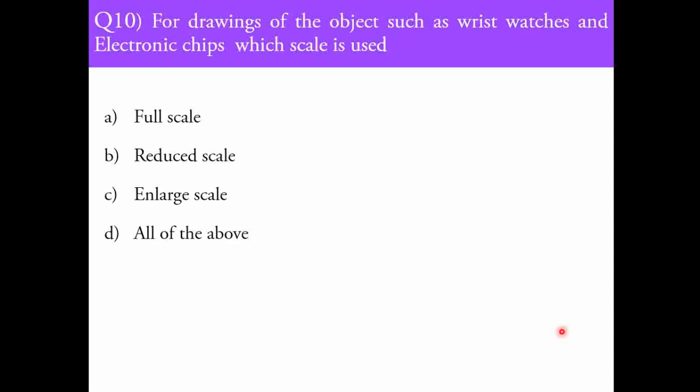Now the next question, question number 10, the last question for this video. For drawing of objects such as wristwatches and electronic chips, which scale is generally used? Means for drawing a wristwatch diagram or electronic chips, which are somewhat smaller in size, which scale is generally used? Let's have a look at the options. Option A, the first option, is full scale. Option second, reduced scale. Third option, enlarged scale. And fourth option, all the above.